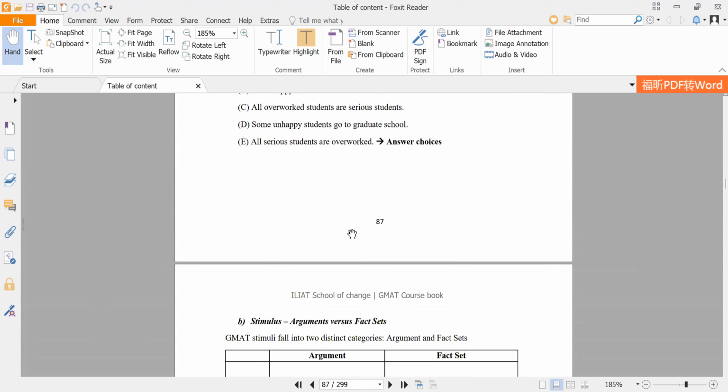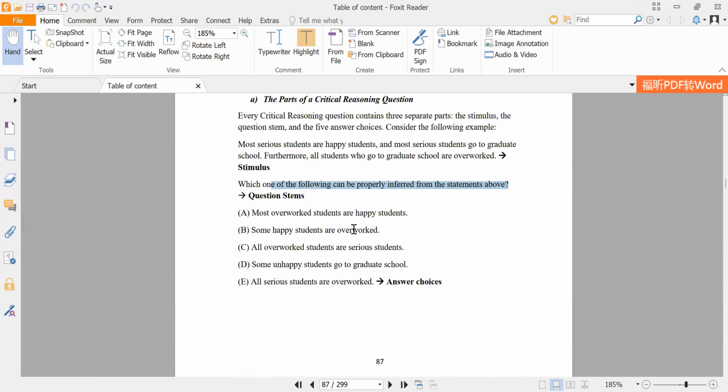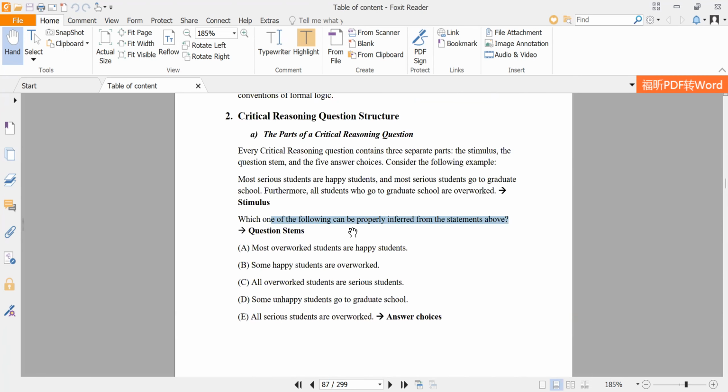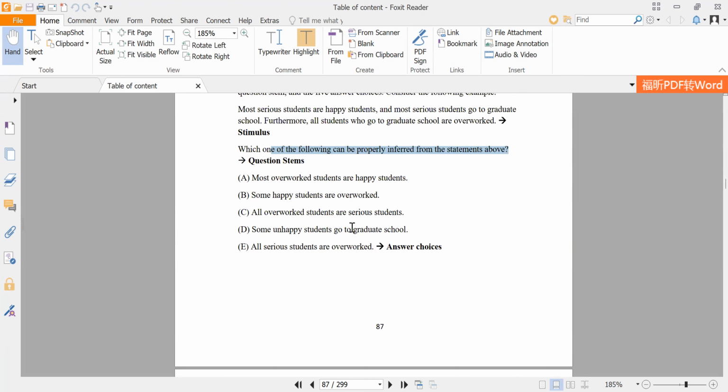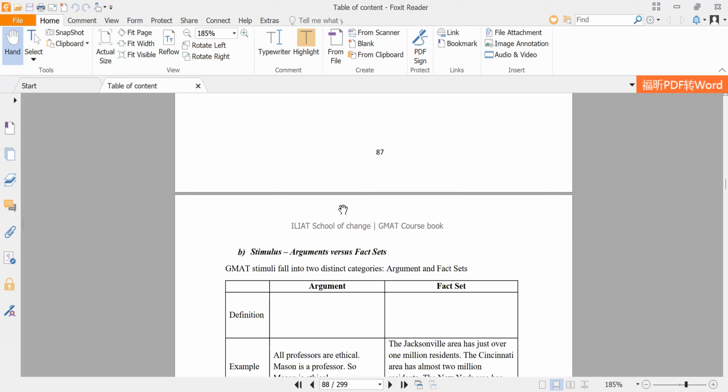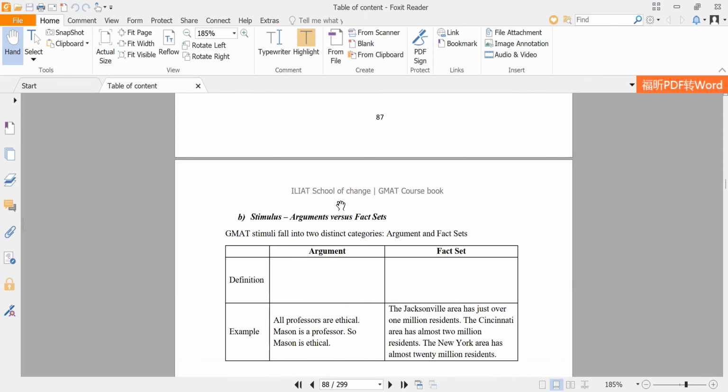All right, so that's an example of a typical critical reasoning question. And then there are different ways that this question can be phrased, such as which could be used to strengthen the argument above, or which would most weaken the argument above, or which is an assumption that the argument above relies on, etc., etc.